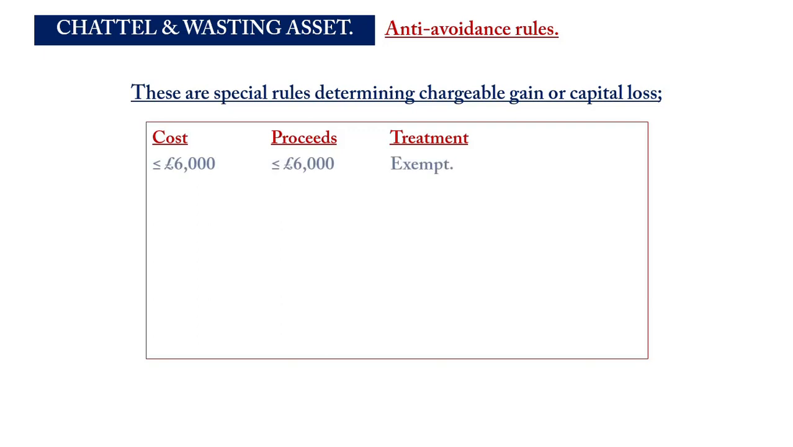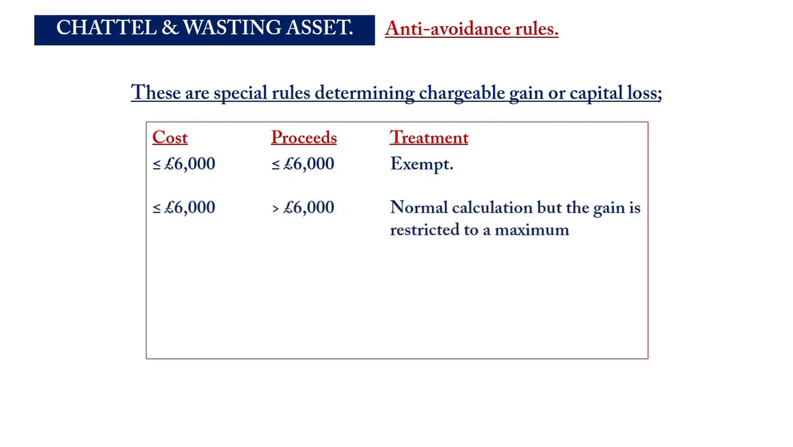So, for one, when the cost of the asset is less than or equal to £6,000 and the proceeds when it is sold are also less than or equal to £6,000, that asset will be exempted from capital gains tax. So if you buy an asset for, let's say, 5,000 and you sell it for 5,500, the gain of 500 will not suffer capital gains tax.